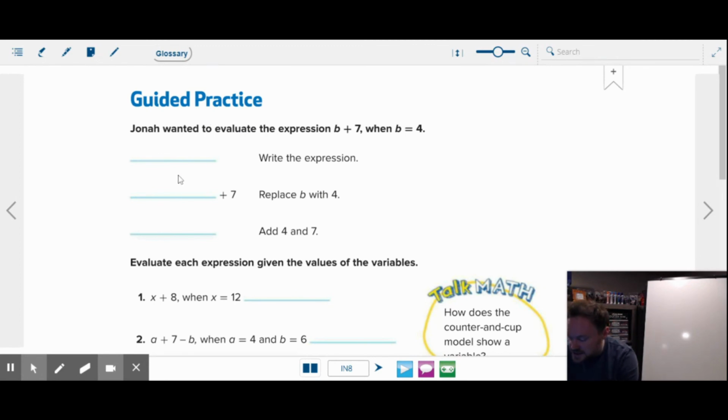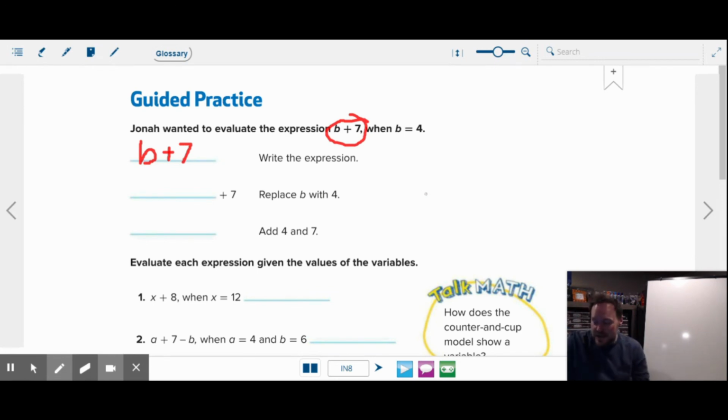So write the expression. Let me make it so my marker doesn't roll off the table. There we go. So write the expression. Let me get my little pen tool here. The expression is b plus 7, right? So I'm going to write b plus 7. Okay. That's not bad.